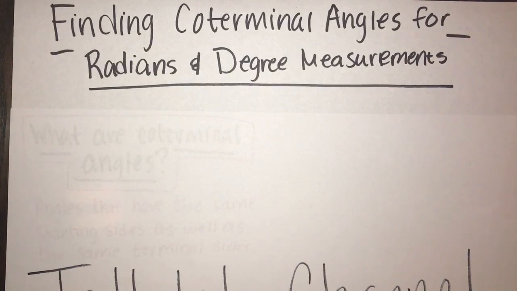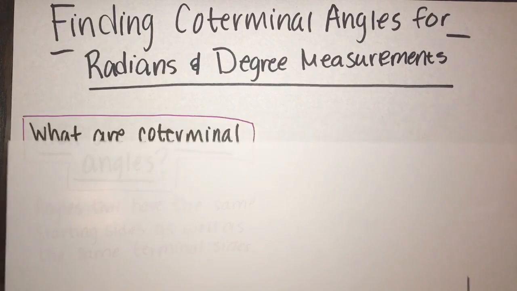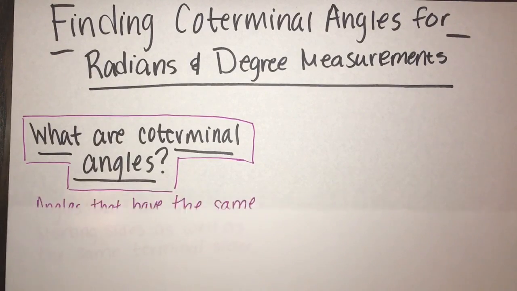Today, we are going to be talking about finding coterminal angles for radians and degree measurements. Okay, so this sounds hard, but it's actually easier, especially if you know how to do degrees to radians and radians to degrees conversions. So before we start, let's figure out what coterminal angles are.